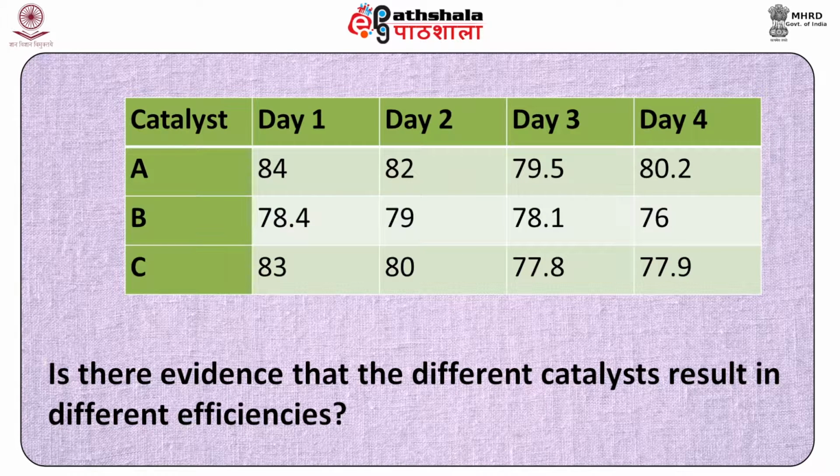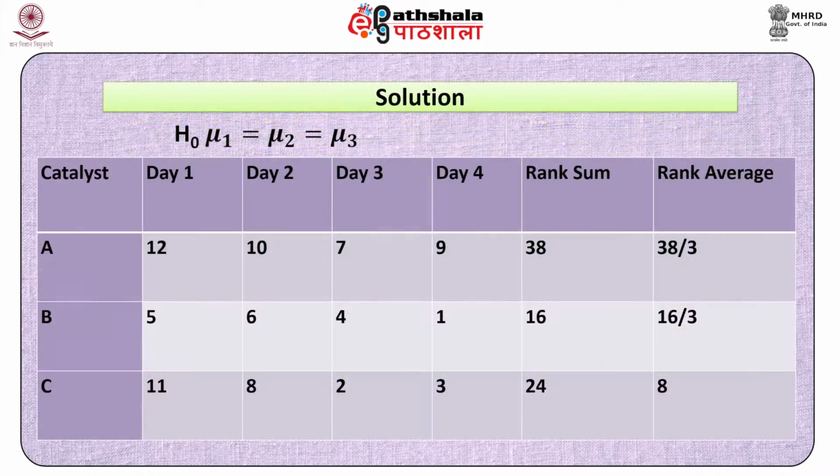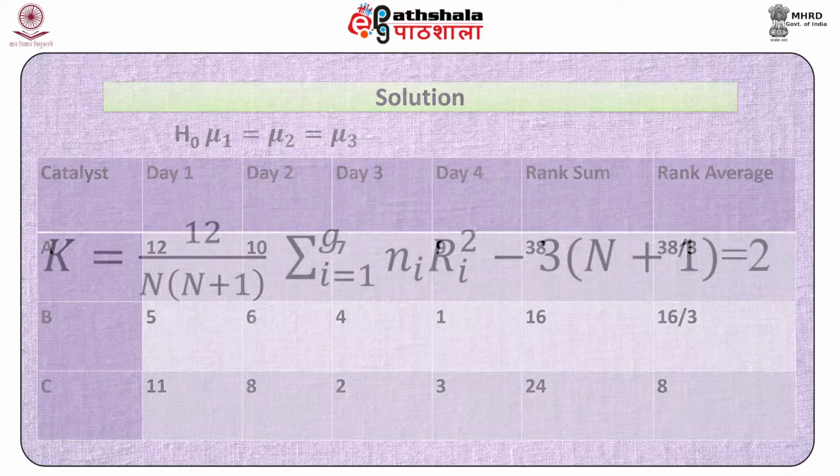The table gives the efficiency of a chemical process using 3 different catalysts, A, B and C, on each of 4 days. Is there evidence that the different catalysts result in different efficiencies? We'll set up the null hypothesis, which is mu1 is equal to mu2 is equal to mu3.